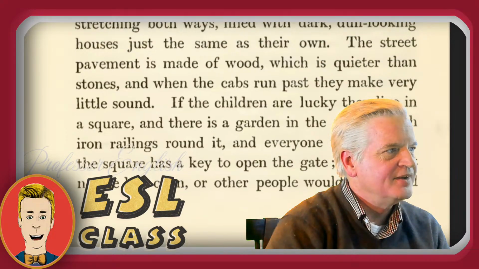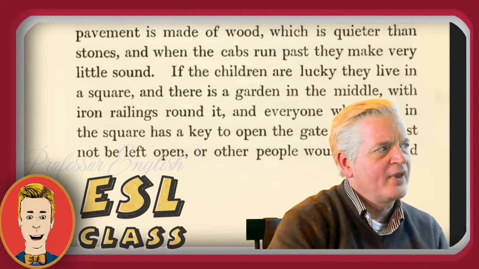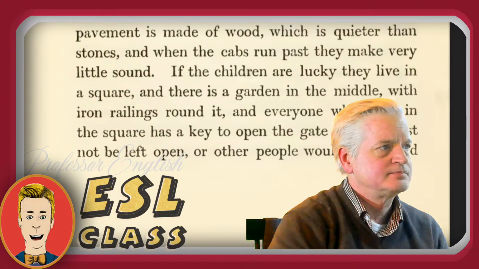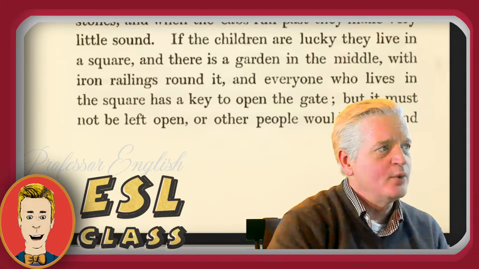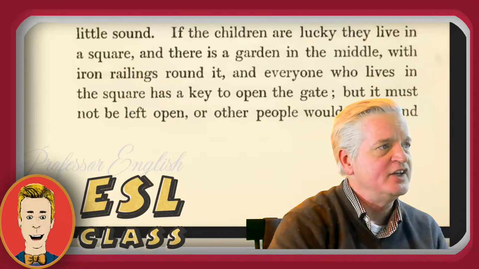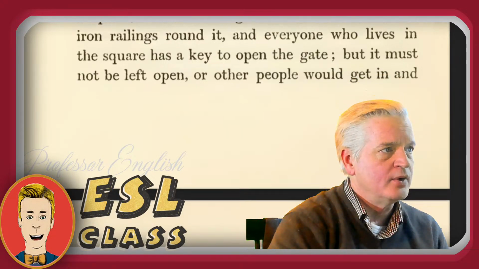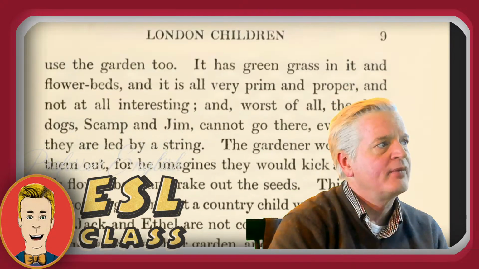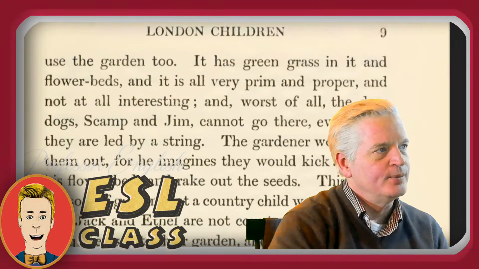So if the children are lucky, they live in a square, and there is a garden in the middle with iron railings round it, and everyone who lives in the square has a key to open the gate. But it must not be left open, or other people would get in and use the garden too.